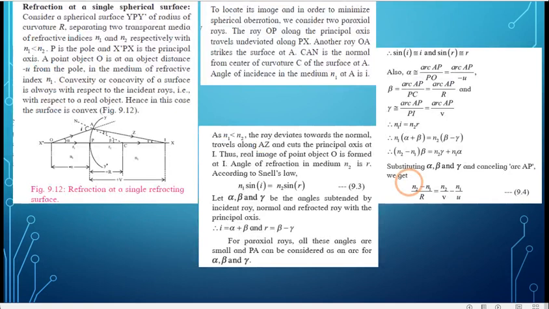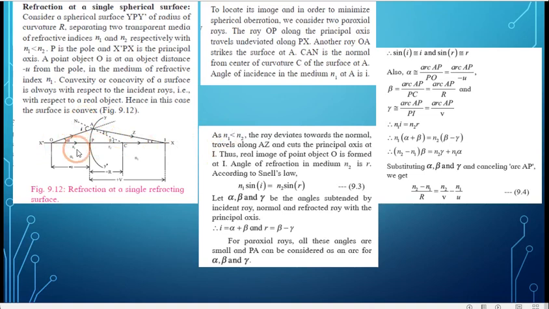Here, refraction at a single spherical surface. Look at this diagram. We are going to consider a spherical surface over here, y, p, y dash. The radius of curvature of this surface is capital R. This surface divides a transparent medium into two parts, one with refractive index mu1 and another with refractive index mu2. Now, P is the pole point and x dash px is the principal axis.